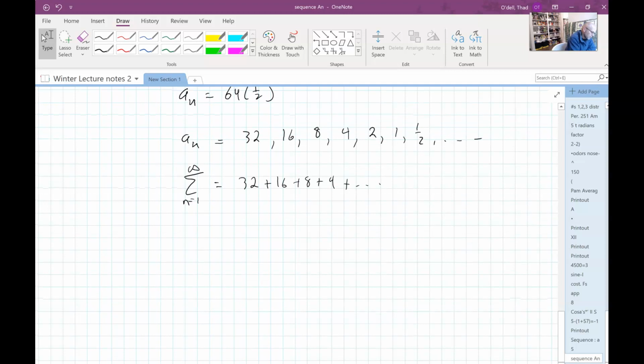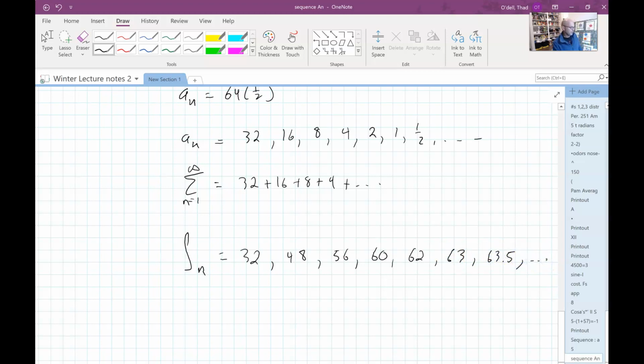We'll skip the partial sum this time and go right to the sequence of partial sums, and that's going to be 32, 48, 48 plus 8 would be 56, 60, 62, 63, 63.5, ... So now we want to take the limit of this thing as n approaches infinity.